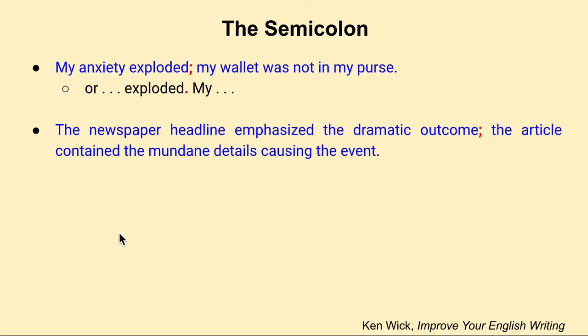Another example is the newspaper headline emphasized the dramatic outcome; the article contained the mundane details causing the event. Here you have, in blue, two independent clauses. There's no coordinating conjunction. If there was a coordinating conjunction, you'd use a comma here, but there's none. Closely related, therefore we may use a semicolon to separate them, or you can always use a period, which is also acceptable. So that is it for rule number 18.